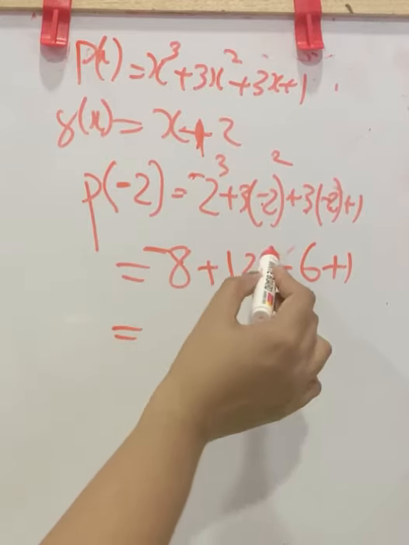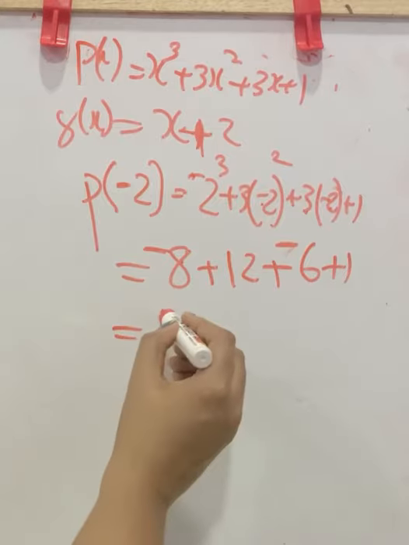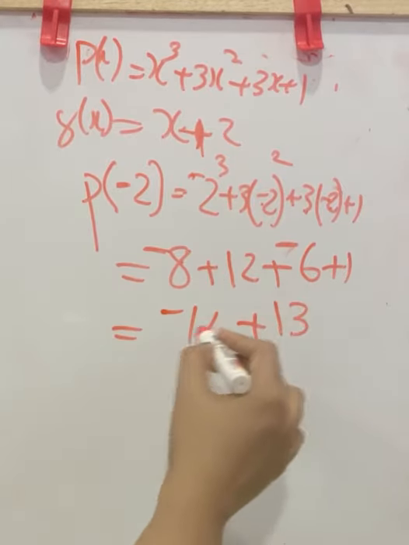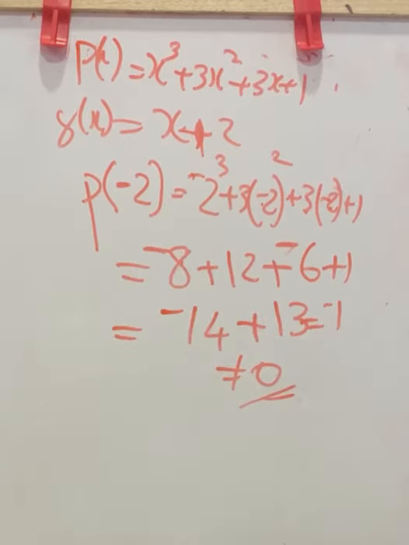Here negative numbers, adding we will get negative 8 plus negative 6 is negative 14. Plus 12 plus 1 is 13. Result is negative 1, which is not equal to 0. So this is not a factor.